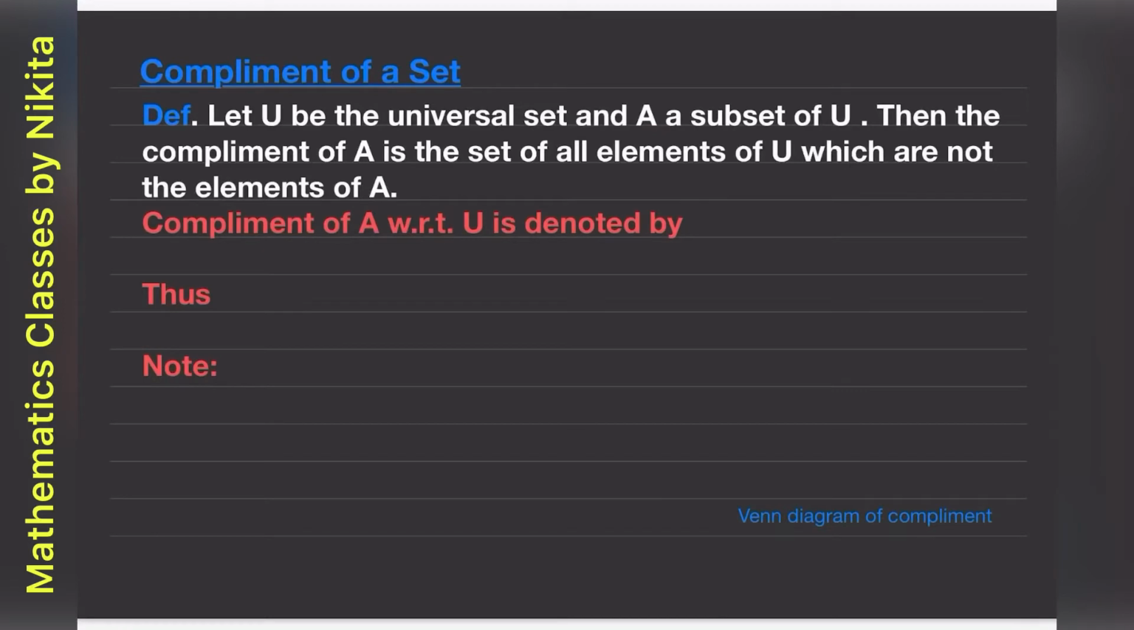Okay. Then the complement of A is the set of all elements of U which are not the elements of A. So basically हम A का complement निकालने के लिए we are taking all the elements of U which are not there in A. ओके तो complement of A के अंदर elements कहाँ से आ रहे हैं? U से. वो सारे elements आ रहे हैं U के जो A में नहीं है.